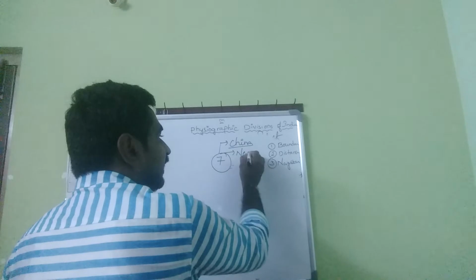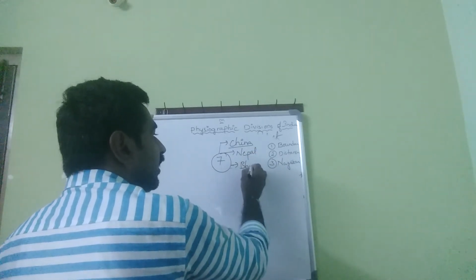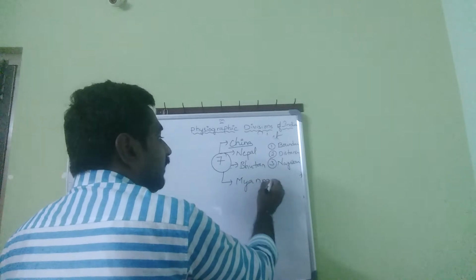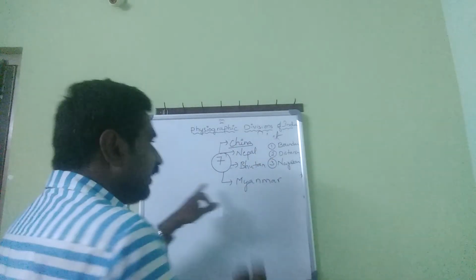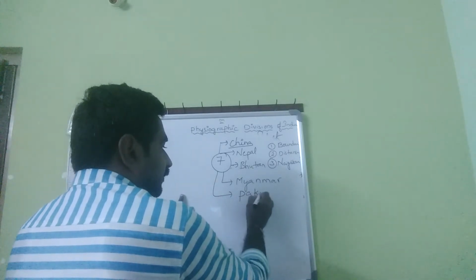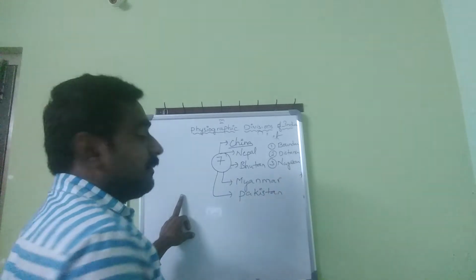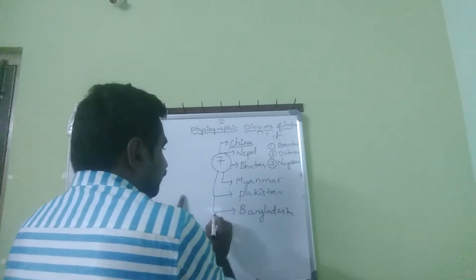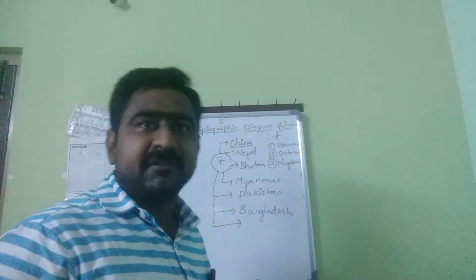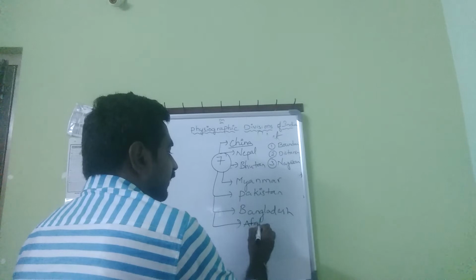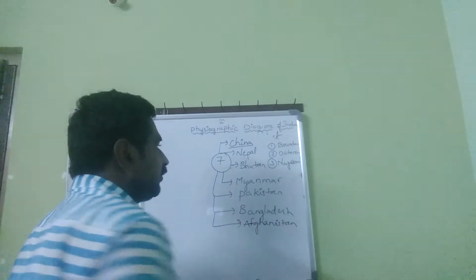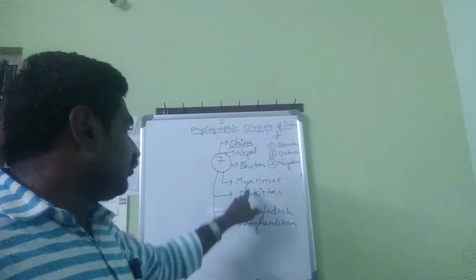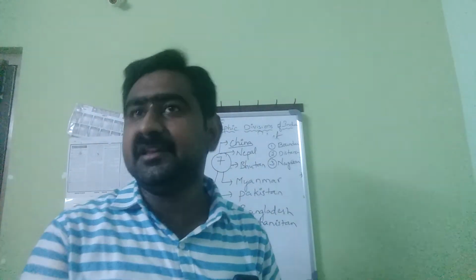Second one is Nepal. Third one is Bhutan. And fourth one is Myanmar. And Pakistan, Bangladesh, and one more important country, Afghanistan. So how many countries? China, Nepal, Bhutan, Myanmar, Pakistan, Bangladesh and Afghanistan. So totally 1, 2, 3, 4, 5, 6, 7. So total 7 neighboring countries are there that share a common boundary with India.